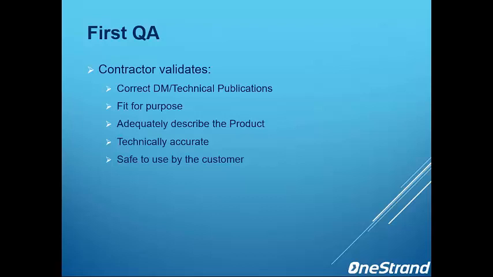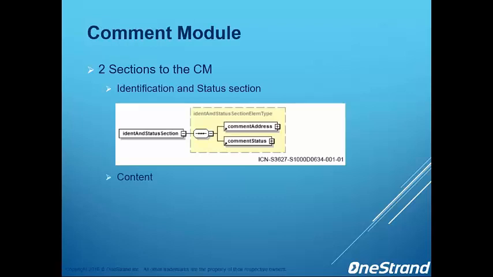So your first QA process is going internal. You really want to make sure that your subject matter experts and your authors are all on the same platform and they all know what the required outcome is. So that's what we start to look for. One of the options provided with the S1000D specification is a comment module, as part of this process.